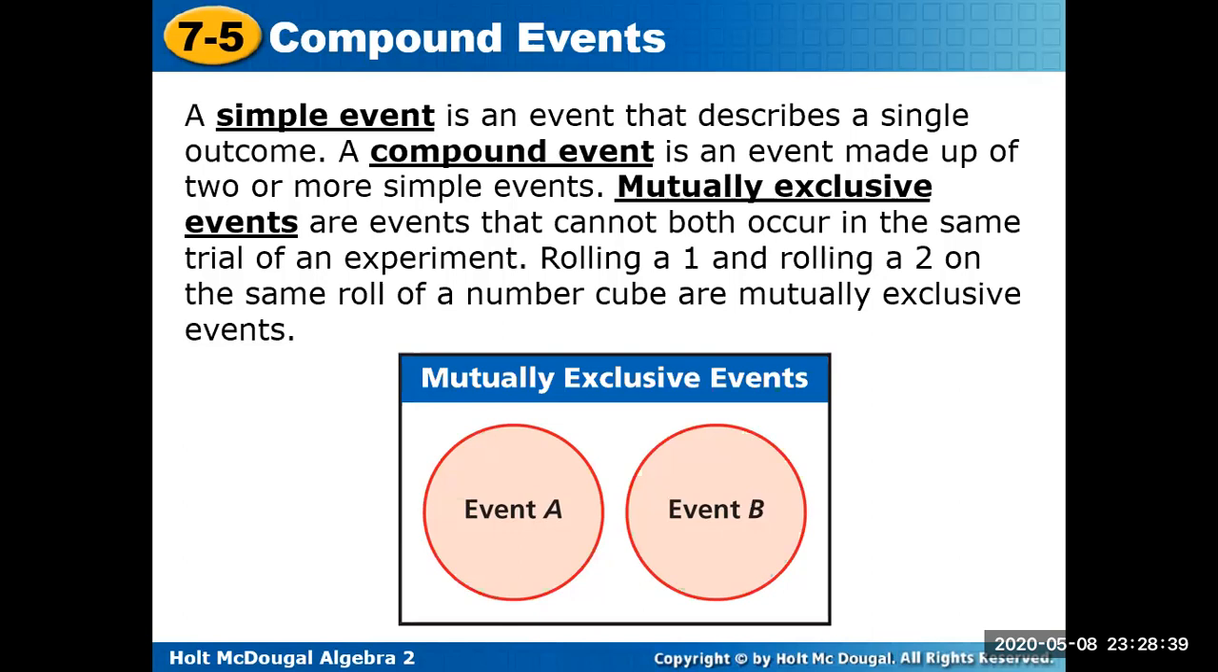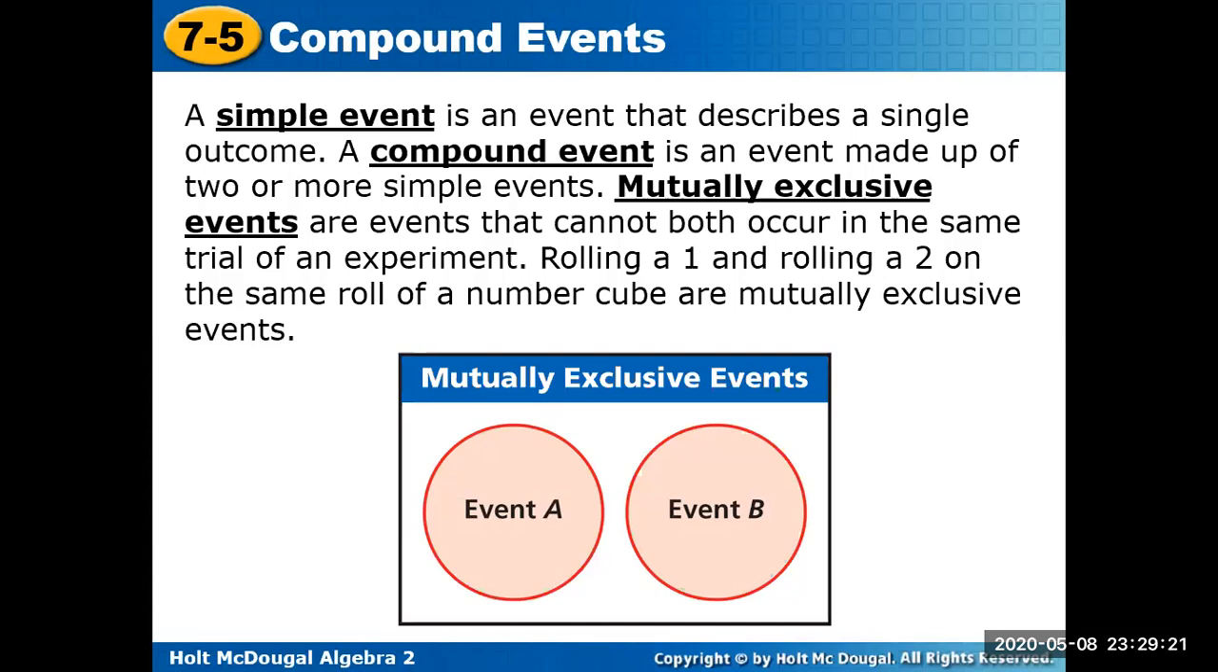Mutually exclusive events are events that cannot both occur in the same trial of an experiment. So these are two events that cannot happen at the same time in the same trial of the experiment. For example, rolling the number 1 and the number 2 on the same roll of a number cube. In one roll, I can only get one number. I cannot get two different numbers at the same time. So rolling number 1 and rolling number 2 are mutually exclusive. They are exclusive events because they cannot occur at the same time.